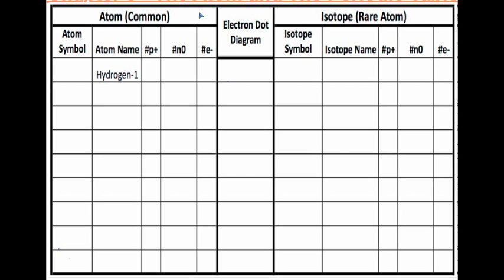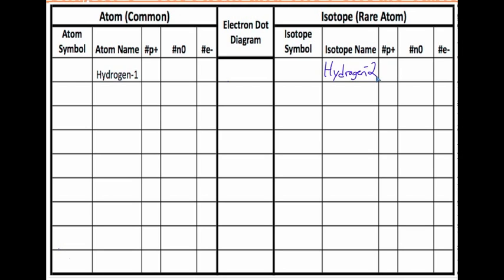Let's work out our first example. The common atom is hydrogen. There's also an isotope of hydrogen, but you can't call them both hydrogen. One we call hydrogen 1. The isotope is called hydrogen 2. It's slightly heavier than hydrogen 1.